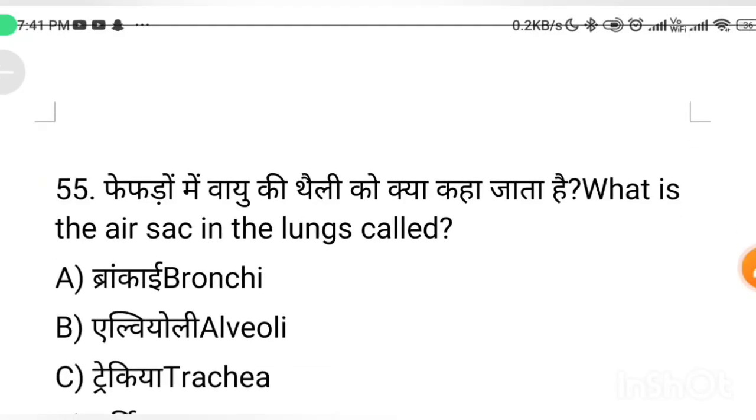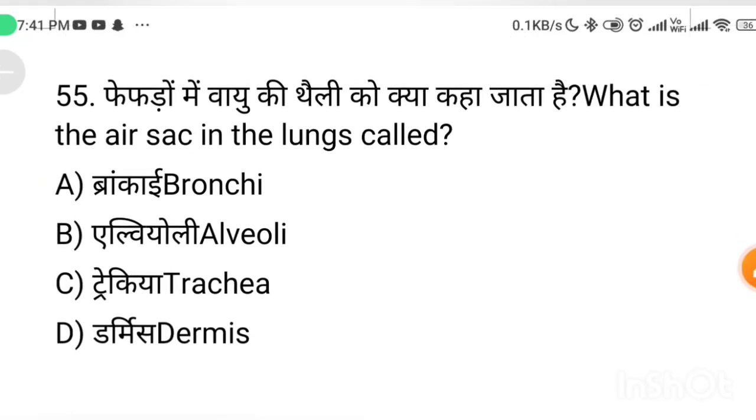Next question. What is the air sac in the lungs called? Option A, bronchi. Option B, alveoli. Option C, trachea. Option D, dermis. Correct answer is option B.